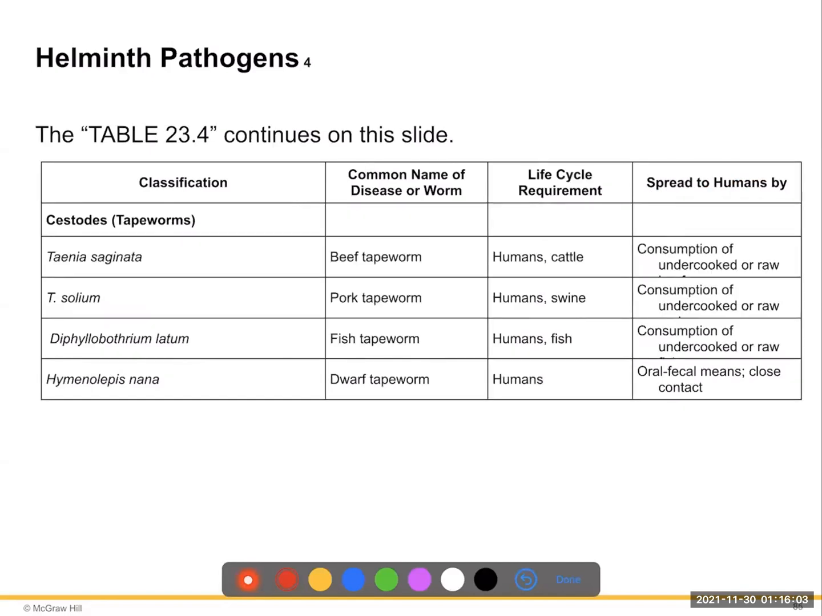And these are different types of tapeworm, whether they're beef tapeworms, pork tapeworms, fish tapeworms, or dwarf tapeworm. The different types are acquired from undercooked or improperly cooked food, whether it's beef, pork, or fish.